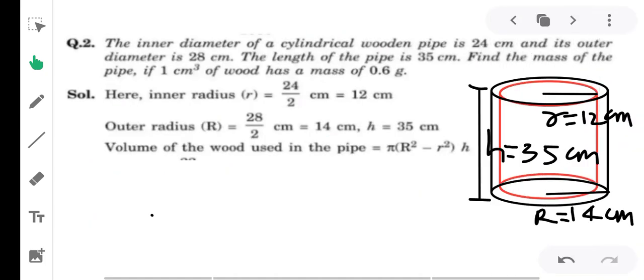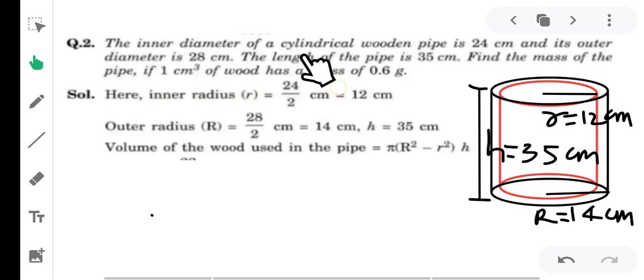So first of all we need to understand the question. Here you can see the diagram of the cylinder is given, and you can see the inner radius of the cylinder is 12 centimeter and the outer radius, capital R, is 14 centimeter, and the height, that is the depth of the cylinder, is 35 centimeter. So these values are given in the question. You can read the question.